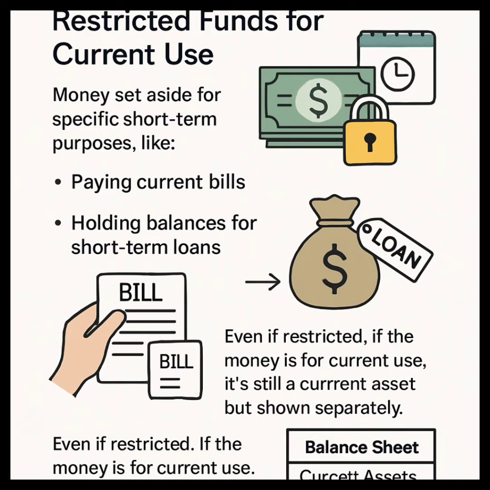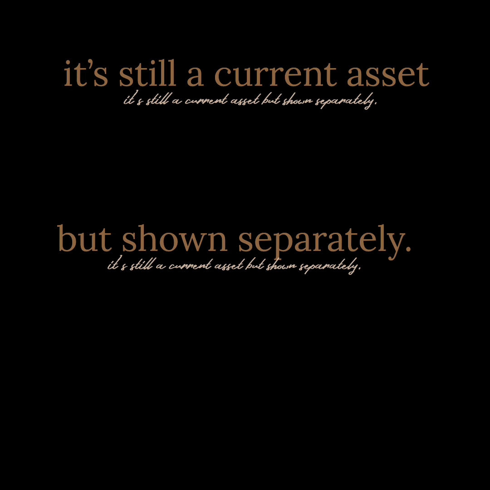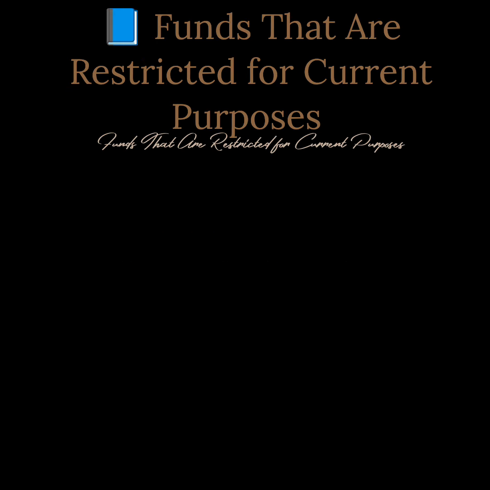Restricted funds for current use. Money set aside for specific short-term purposes like paying current bills or holding balances for short-term loans. Even if restricted, if the money is for current use, it's still a current asset but shown separately. Funds that are restricted for current purposes.